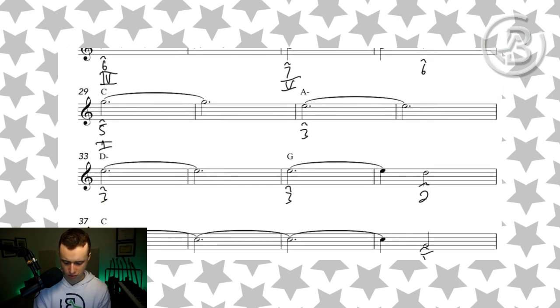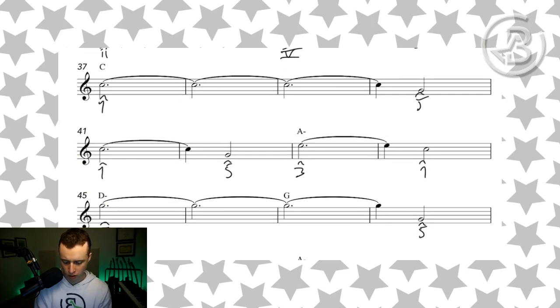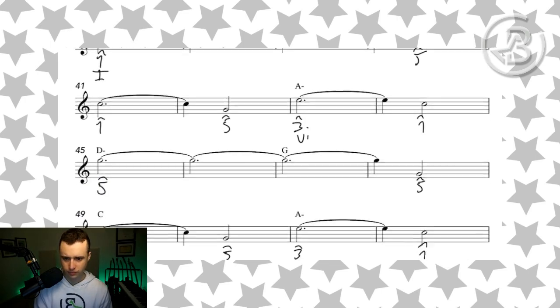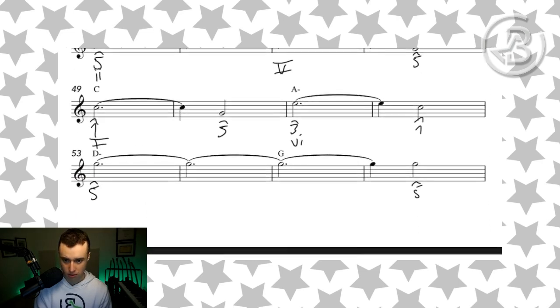C is 1. A is 6. A minor. We have our 2, 5. Back to 1. And, ooh, stay on C for a minute there. Then we go to 6. Now our measure 45. Back to 2, 5, 1, 6.